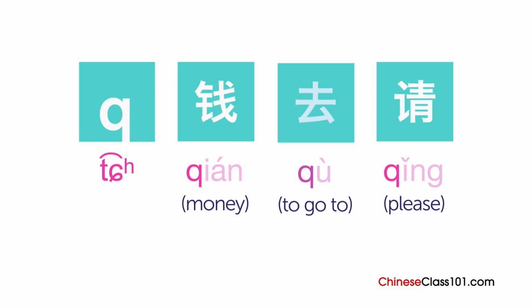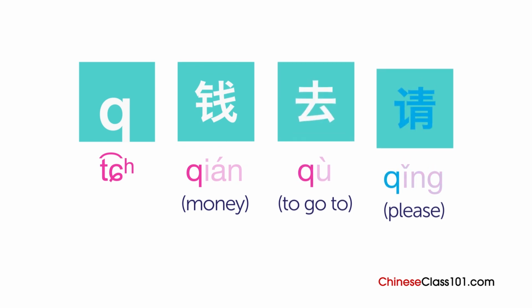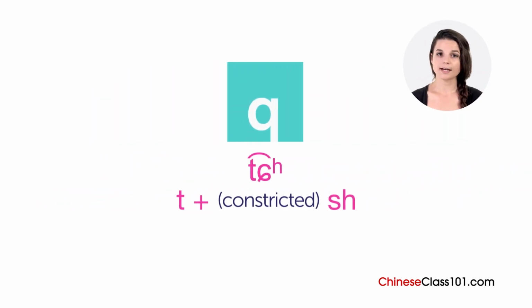q, 前去请. This sound is identical to the previous one. However, the difference is that it's the aspirated counterpart, meaning you want to release a burst of air. Listen to how Yinru says it and try to hear the difference.